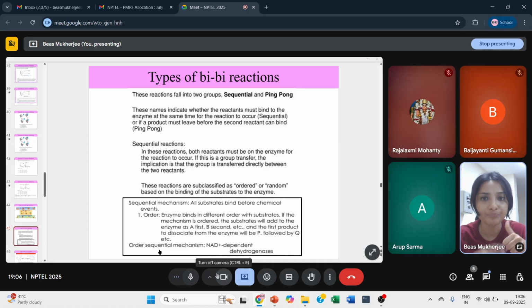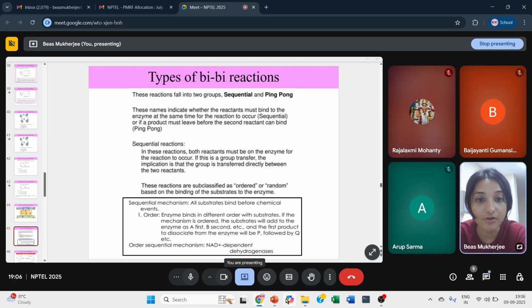One is ordered. Enzymes bind in a different order with substrates. If the mechanism is ordered, the substrate will add to the enzyme A first, B second, and the first product to dissociate would be P followed by Q. Okay, the image is given in the previous slide. You can obviously refer to that. Now that is ordered reaction. One of the examples is NAD plus dependent dehydrogenases.